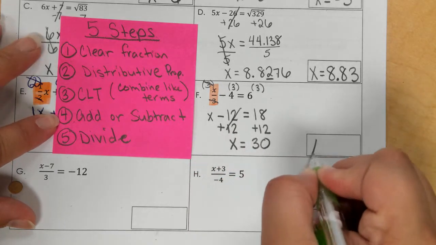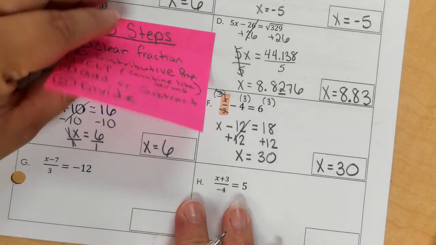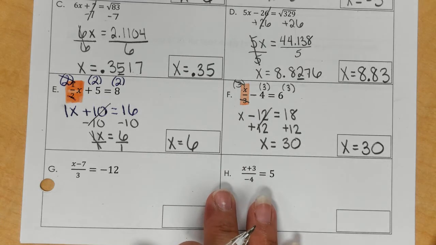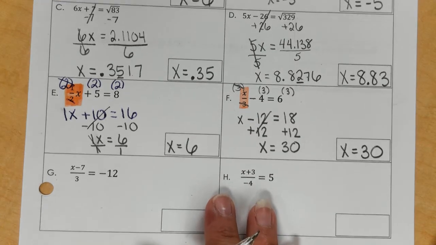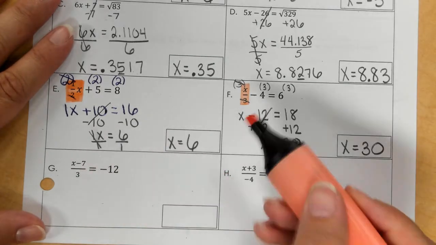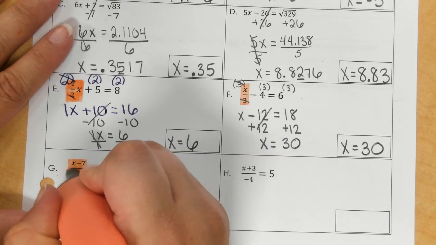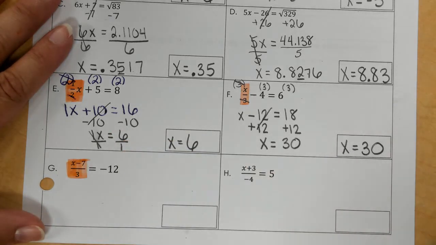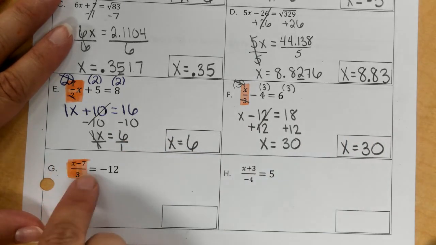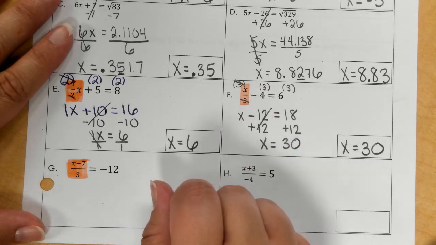And that gives us 30. Okay, if I look at letter G, it's a little different, but I still have a fraction. But instead of just having x over 3 like I did here, I have x minus 7 over 3. Now that's different than this here. This is one term. This part I had a term and another term on the same side.